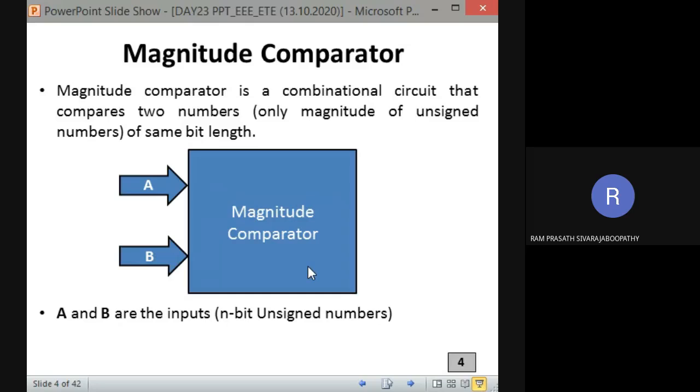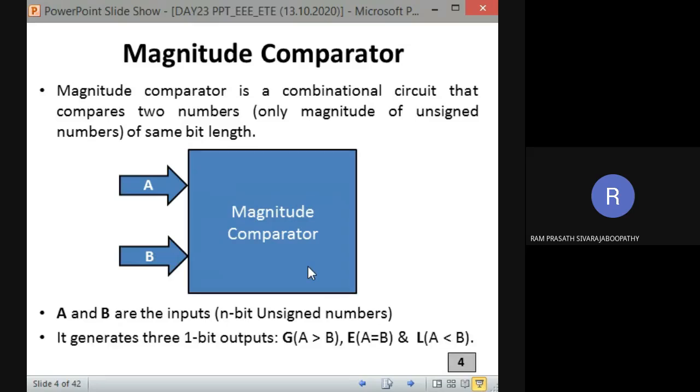Then it generates three 1-bit outputs. What are the outputs? G, E, L. Can you people type what the outcomes of comparison of any two numbers are? If we compare two numbers, what outputs can come? If I am comparing two numbers, what are the possible outcomes we can have? Kindly type it in the chat.